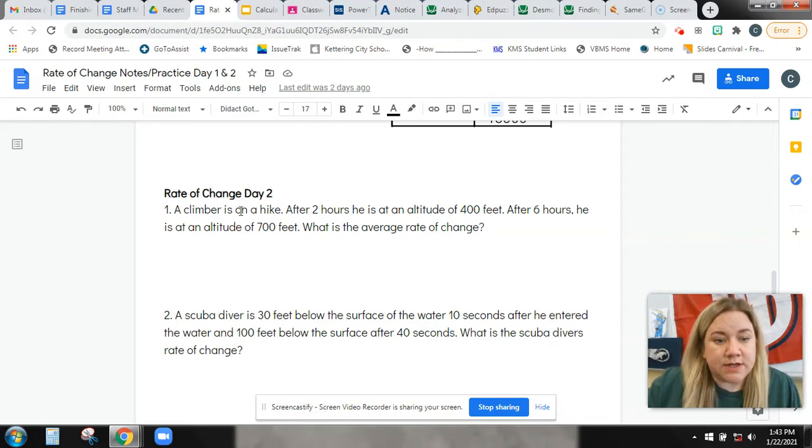It says, a climber is on a hike. After 2 hours, he is at an altitude of 400 feet. After 6 hours, he is at an altitude of 700 feet. What is the average rate of change?